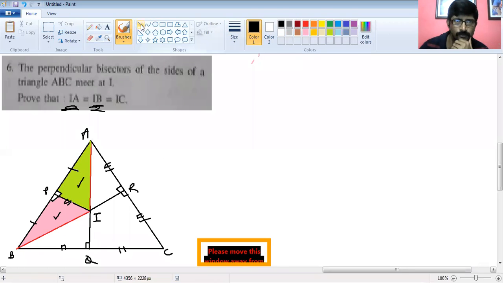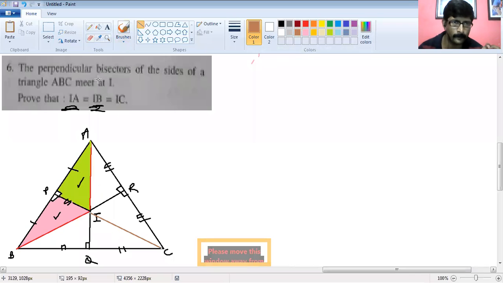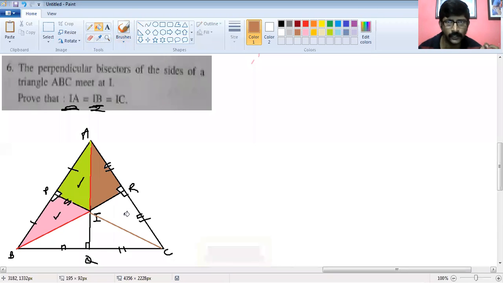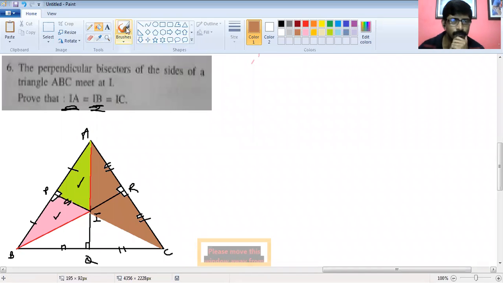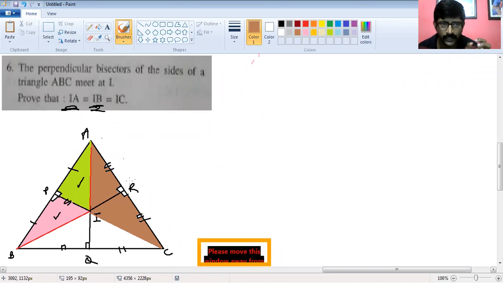Suppose if I choose another pair of triangles, let's say now I'll choose these triangles. This triangle and this triangle. So now in these two triangles, what we have, students, look at this. We have AR is equal to CR. So which two triangles am I choosing? ARI and CRI.